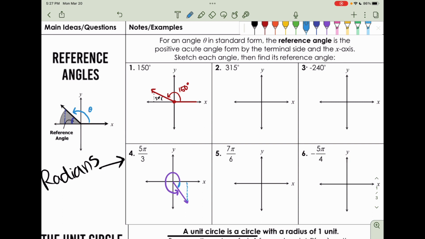There's only 1 pi over 3 left to make the whole rotation. The whole rotation would be 2 pi. And when we go 5 pi over 3, there's only 1 pi over 3 left to get to 6 pi over 3, which would simplify to 2 pi. So this reference angle is pi over 3. All right.